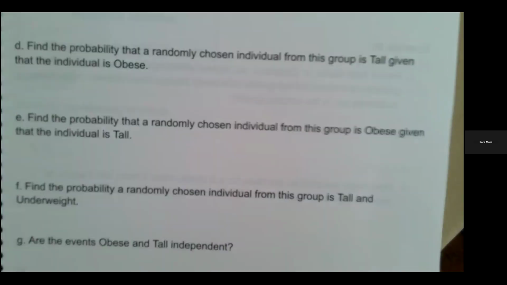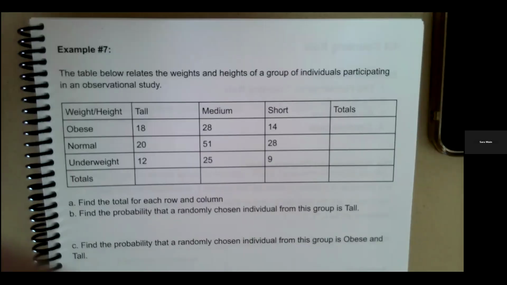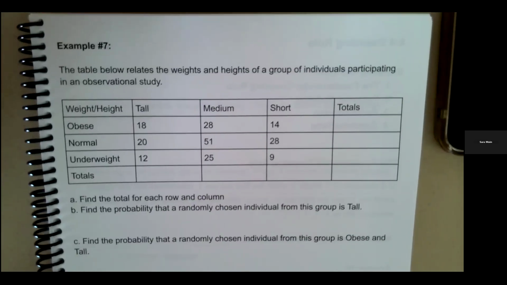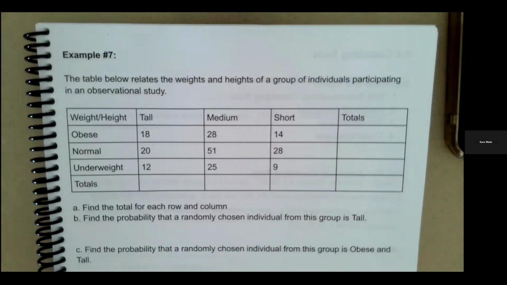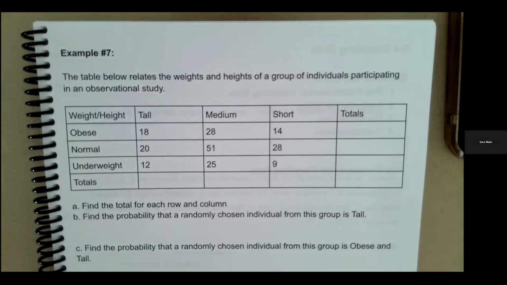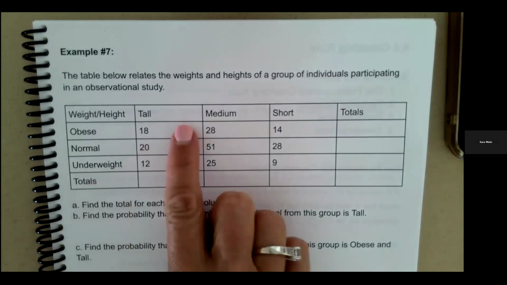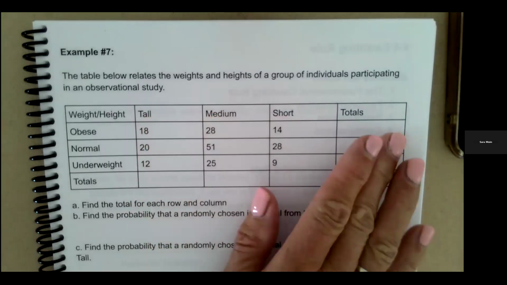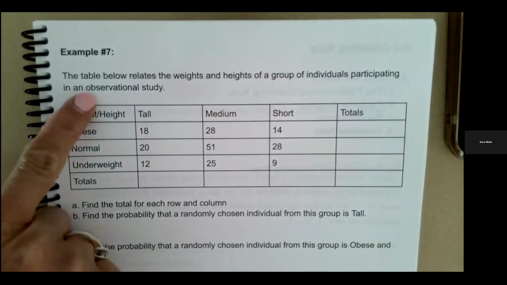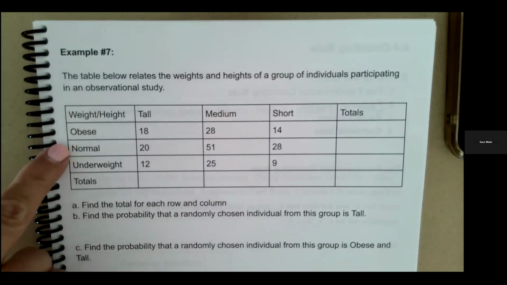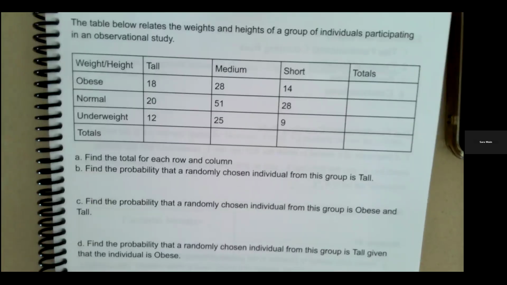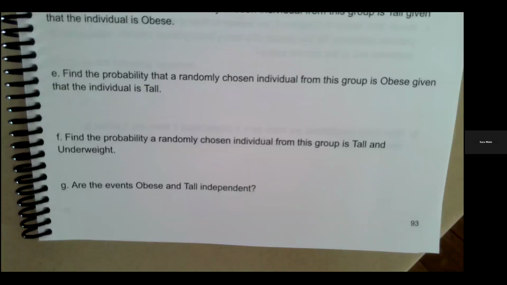So example 7 is going to be a little check for you in Canvas. This will be a little assignment for you to complete and just make sure that you have watched the videos and have completed that. So I'm going to let you do this one all on your own. We're looking at 2 questions. One is the height of individuals. Are they tall, medium, or short? And then their weight, whether they're obese, normal, or underweight. And then we're going to answer some questions about those.